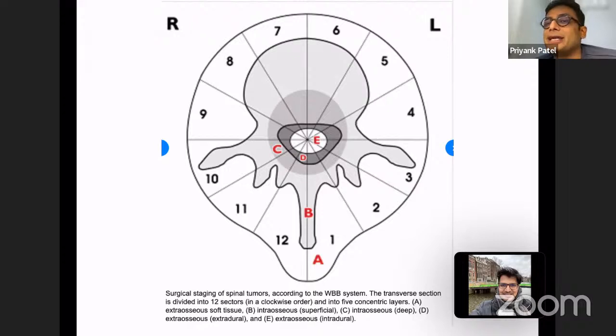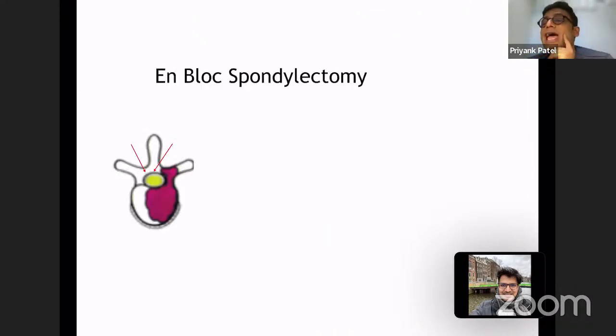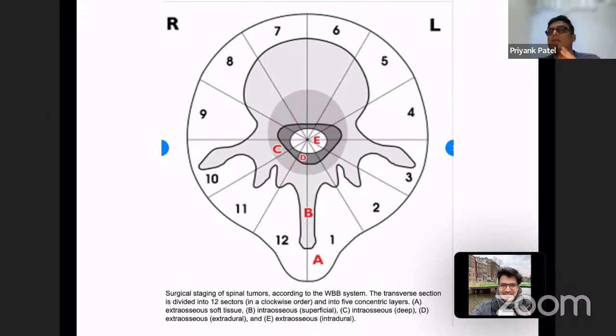The WBB system is not really a scoring system, but basically a system in which your vertebra is divided into 12 different segments. So whichever vertebra you're going to operate, you make a tracing of that, and you will realize that it is going to fall in one of the zones. It would be in zone 1, 2, 3, or 4, 5, 6, or 7, 8, 9, or 10, 11, 12, or multiple different zones. And based on the zone, they have given a clear idea about how you approach them.